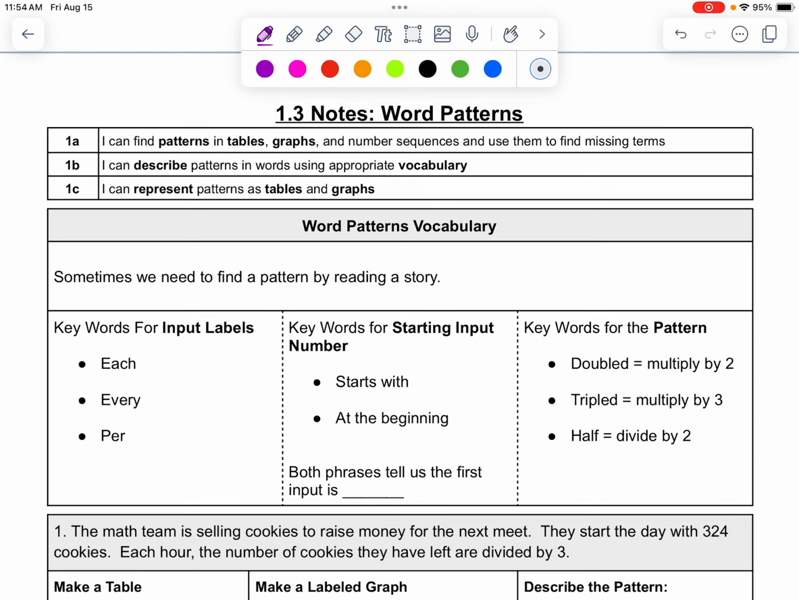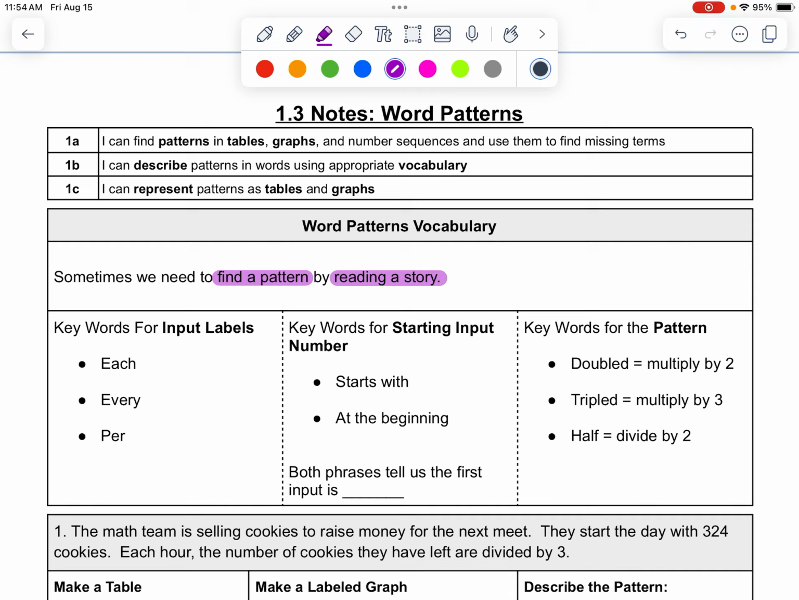Hi everybody, in this video I'm going to be going through the notes for lesson 1.3, which is all about words patterns. Let's start with what exactly is a words pattern. Sometimes we need to find a pattern by reading a story. There are some key vocabulary words to look for, so we're going to go over those words and then we're going to try to find them in the stories that we read as examples.